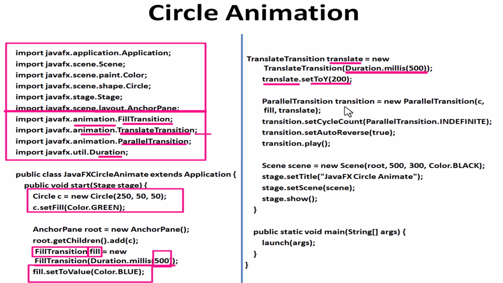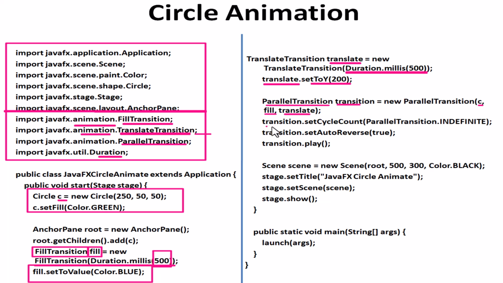Next, here we are inserting the parallel transition, which will be shown in a parallel manner. Here we have taken the circle object C, and fill and translate. What are the fill and translate objects? Fill contains a transition of 500 milliseconds, and translate is also going to have 500 milliseconds. So it will be set to the color blue, and the particular dimension was added.